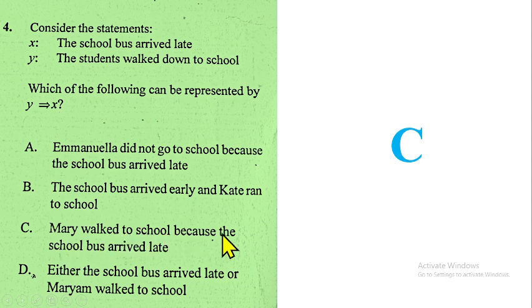Mary walked down to school because the school bus arrived late. The student walked down to school. So you can see that this one really goes with what is given to us, because the student walked down to school. Either the school bus arrived late or Miriam walked to school. So this also didn't go with the statement given to us. So option C is the correct option for question number 4.